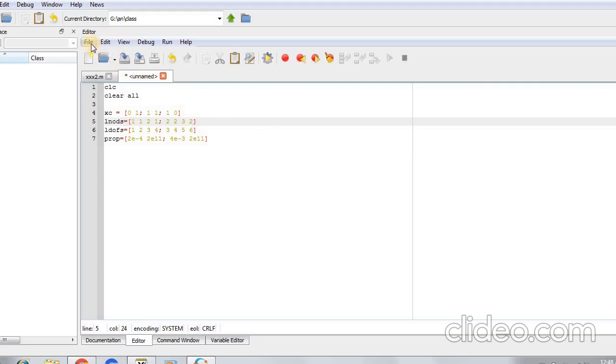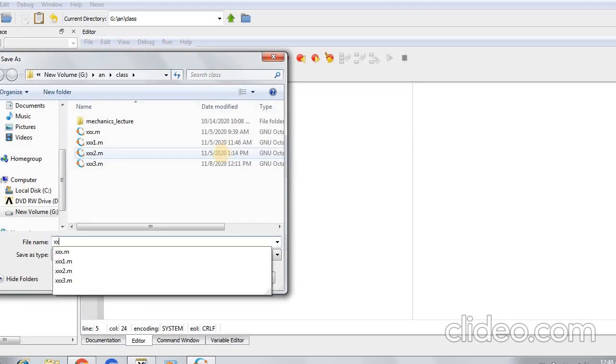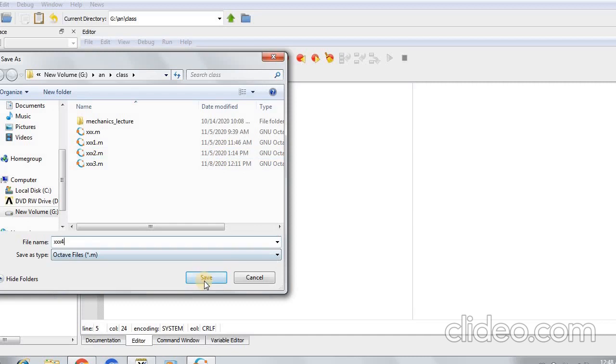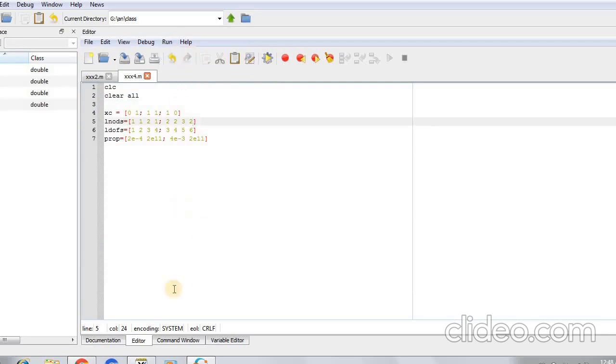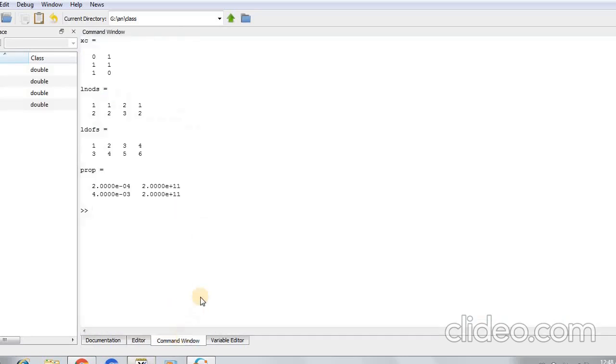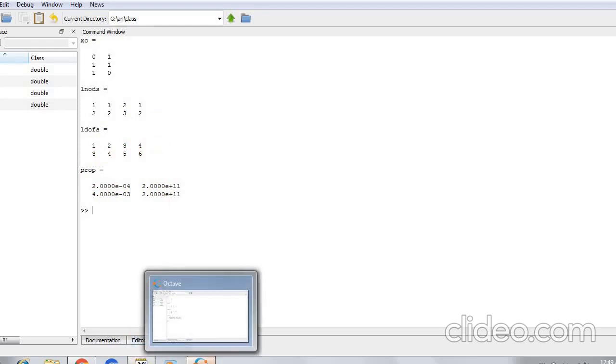So let us save it. File, Save file as. Say here we give it a name xxx4. So save. It is saved. Now you can run. Save file and run. And in the command window, the results are given. So xc, these 3 rows are the coordinates of the 3 nodes. This is L nodes. Here we are giving the element numbers. And these are the 2 nodes, and this is the property index. So here the degrees of freedom for element 1, and this is the properties.